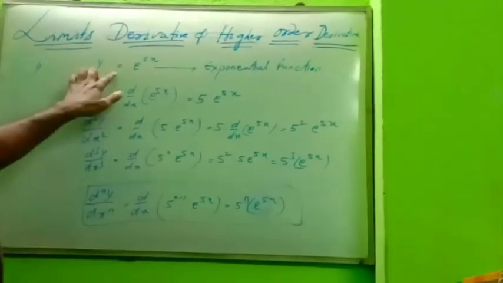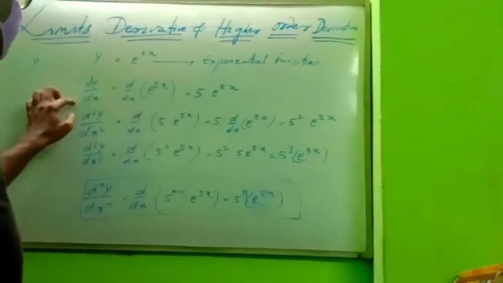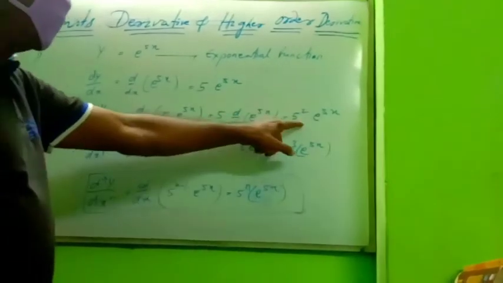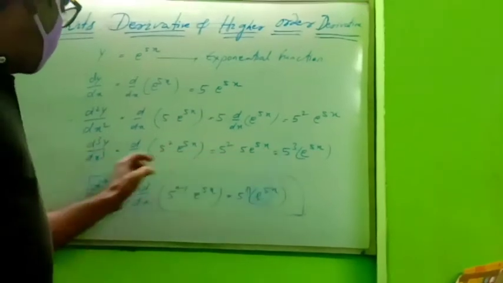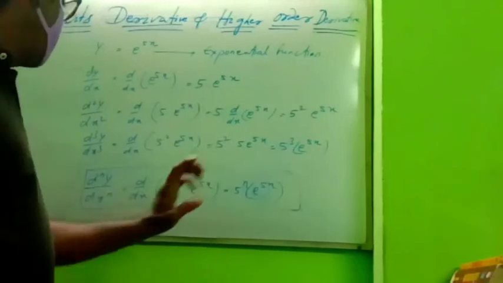I have taken one question. y is equal to e to the power 5x. That is the exponential function I have taken. The first order derivative you are getting is 5 into e to the power 5x. The second order you are getting 5 square into e to the power 5x. For the third order you are getting 5 cube. For the n minus 1 derivative, this will be 5 to the power n minus 1 e to the power 5x.